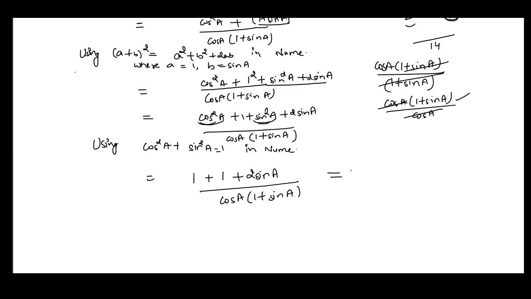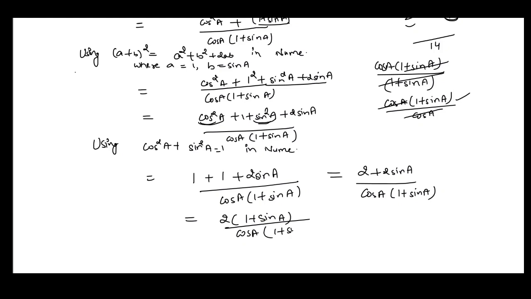Which is equal to, 1 plus 1 is 2, so 2 plus 2 sin A over cos A into 1 plus sin A. Taking 2 common in the numerator, we are left with 1 plus sin A divided by cos A into 1 plus sin A. So this 1 plus sin A and this 1 plus sin A get cancelled.